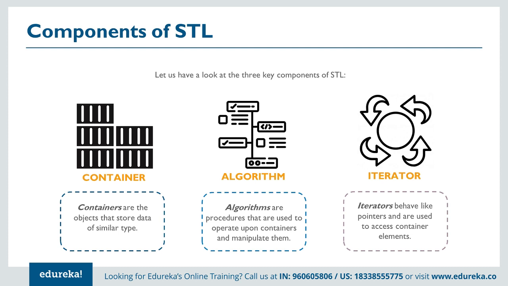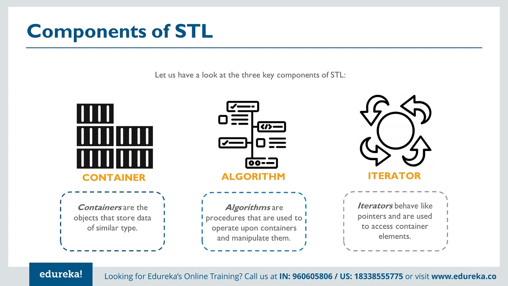For example, you can have a list, you can have a vector that becomes a container in case of STL. Then we have algorithm. What is an algorithm? Algorithms are procedures that are used to operate upon containers and manipulate them. So basically, as I had told earlier, we have some algorithms written. Those algorithms can work on the data that is stored in the container. That is where algorithms come into picture.